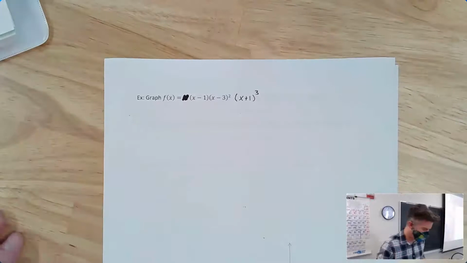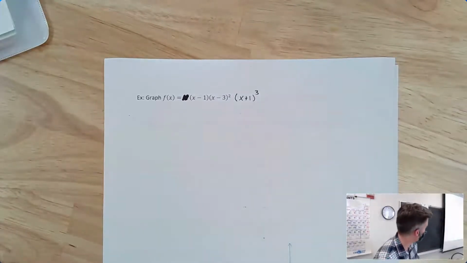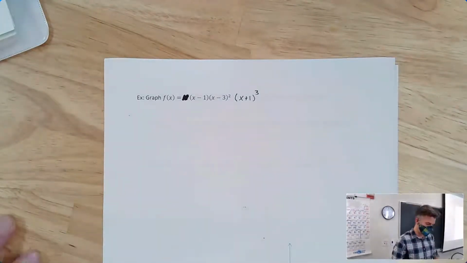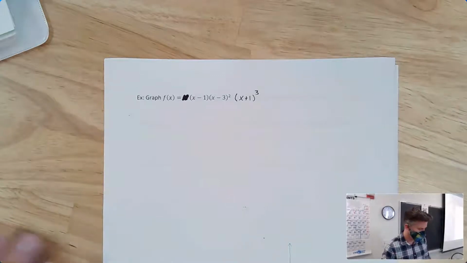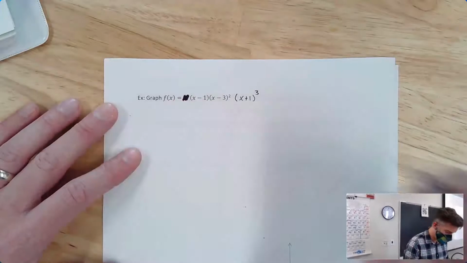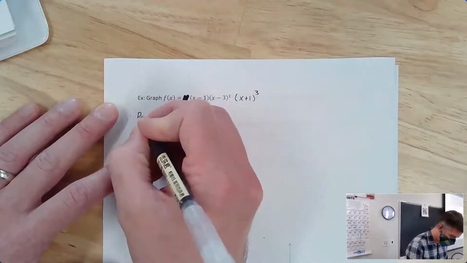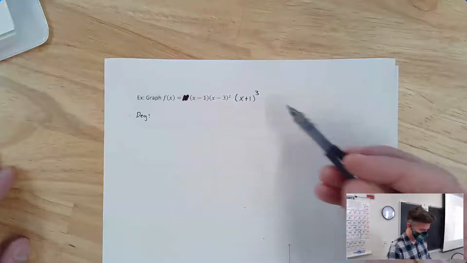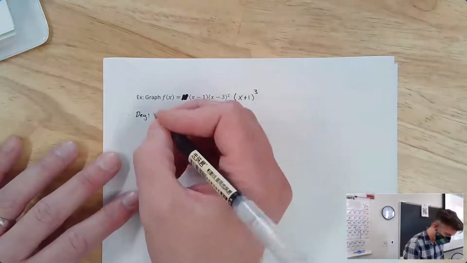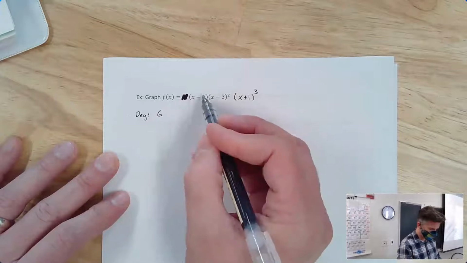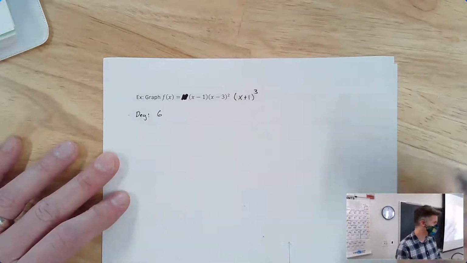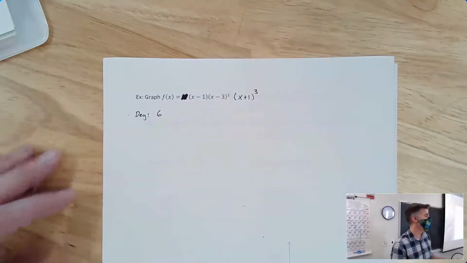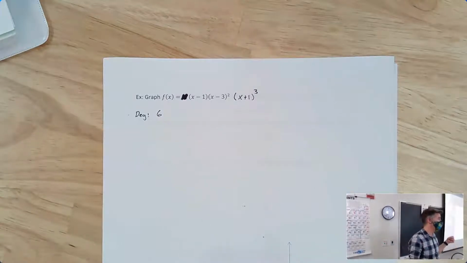Okay, so let's look at this example: x minus 1 times x minus 3 squared times x plus 1 cubed. We're going to do the same stuff. First we're going to find the degree. The degree is how much? I think I heard someone say the right number there, 6. Right, because there's an x to the first, an x squared, and an x cubed, and when you multiply those together, it's x to the 6. Or really, you're adding the powers together, 1 plus 2 plus 3, 6.